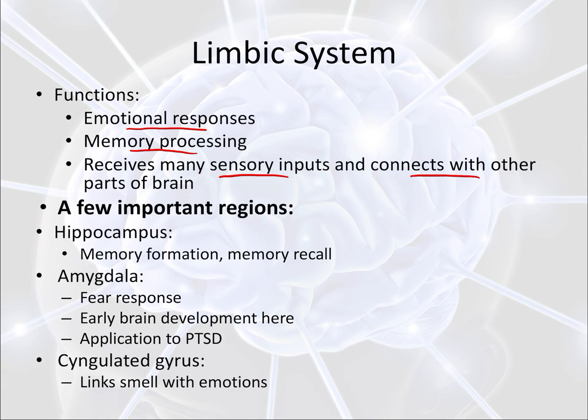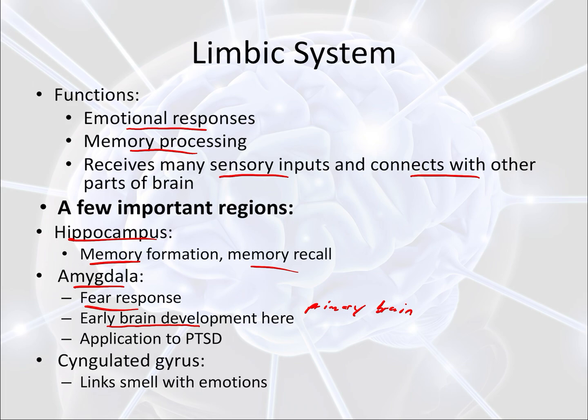A few important parts to remember: hippocampus. This is very important for memory formation. This is implicated in Alzheimer's disease. Memory recall. The amygdala is very important for the fear response. Early brain development is really starting here. This is kind of like our primary early brain. One of the parts of the brain that can be traced through many species of animals.